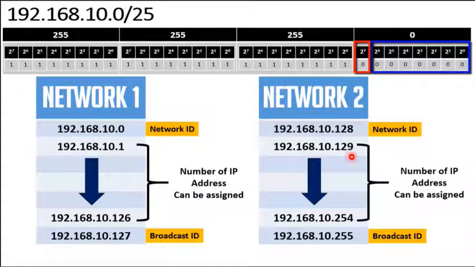So this is the diagrammatic representation of a given IP address. The same example. As I already told you, the 1 bit will be allocated for the network. So 2 power 1 equals 2, so you have to create 2 networks, network 1 and network 2. Every network contains how many addresses? 2 power 7, because the remaining host bits are 7. So what is 2 power 7?